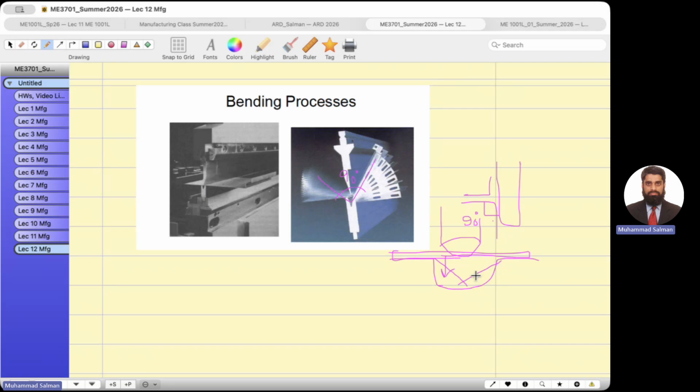We will discuss it today. I'll explain the punching force. Usually I'm interested in two things: the bending force and the punch angle. Alpha punch. This is the punch angle. Okay, this is alpha punch. And what is this angle?